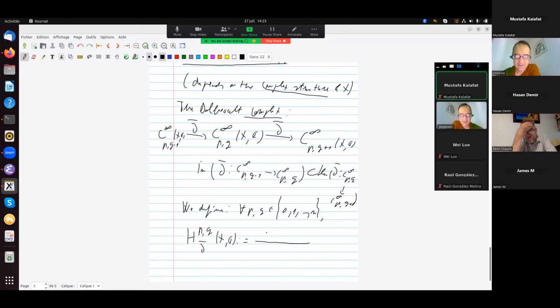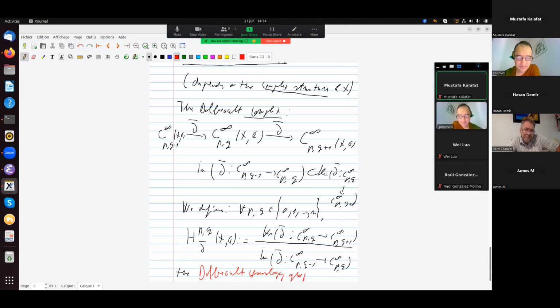By definition, this one is the kernel of d bar acting on forms of bi-degree (p,q) with values in (p,q+1) forms, quotiented out by the image of the previous d bar, the one coming from (p,q-1) forms and landing in (p,q) forms. So this one is called the Dolbeault cohomology group of bi-degree (p,q). It's called a group, but it's a vector space, as the de Rham ones.